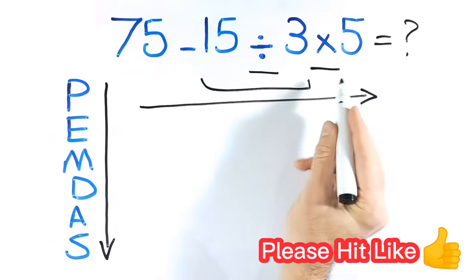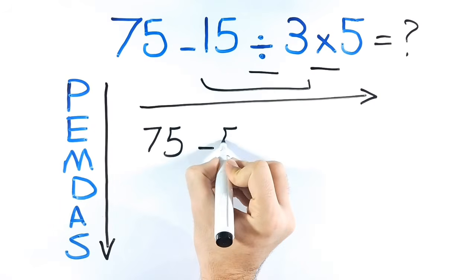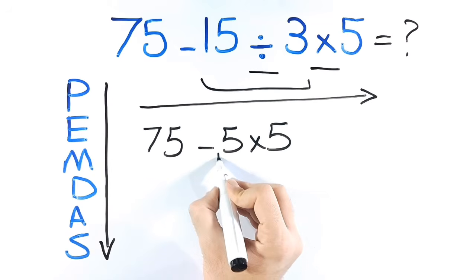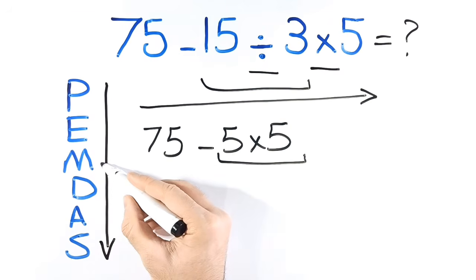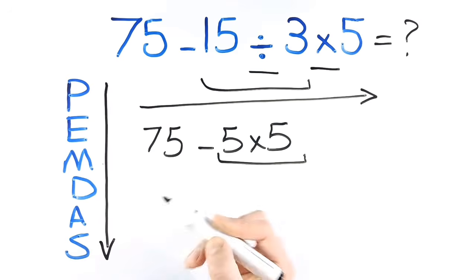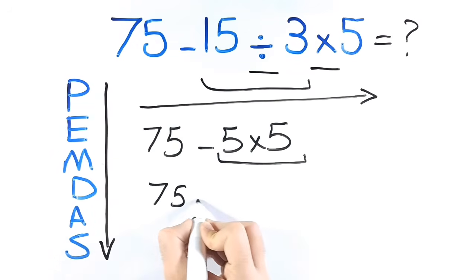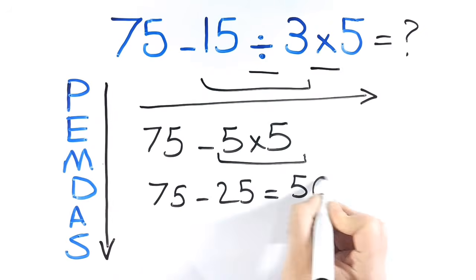And instead of this expression, we can write 75 minus 5, then times 5. And the next step, we go for the multiplication between 5 and 5 because multiplication has a higher priority than subtraction. So, we rewrite this expression as 75 minus 25, which finally gives us the answer 50.